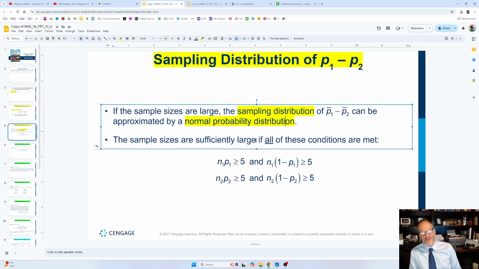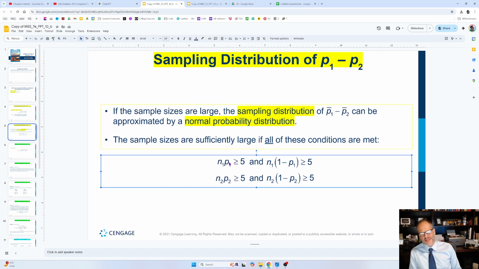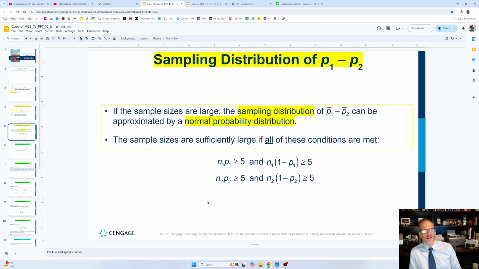The sample sizes are sufficiently large if all of these conditions are met. So the sample size times the proportion is greater than or equal to 5, and the sample size times 1 minus the proportion is greater than or equal to 5. Again, beyond our pay grade, like we're not getting our PhD in mathematics or statistics. We just kind of take it on face value that, okay, that's the rule. And what we're learning here are tools that we can pull out and use in different situations.